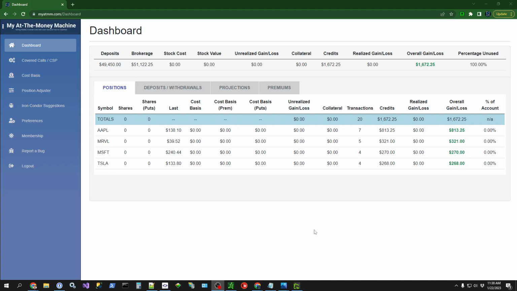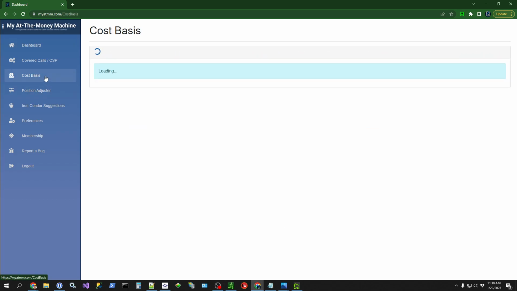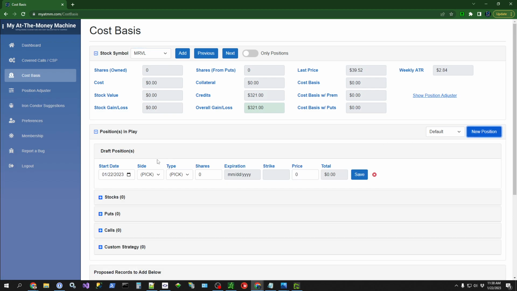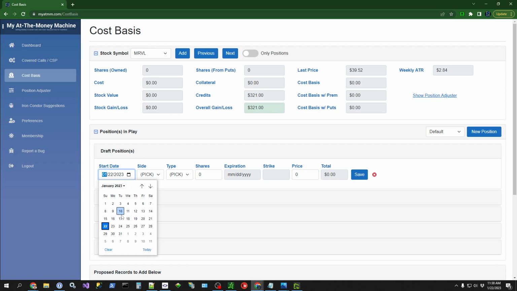Okay, so here we are on the website, myatmm.com. We're on the dashboard currently. We need to go over to the cost basis page and select Marvell for the stock symbol. What we're going to do is create a new default position, and for the date, we're going to backdate this, having to go back and enter this.